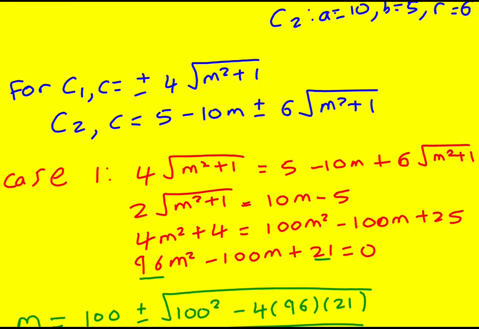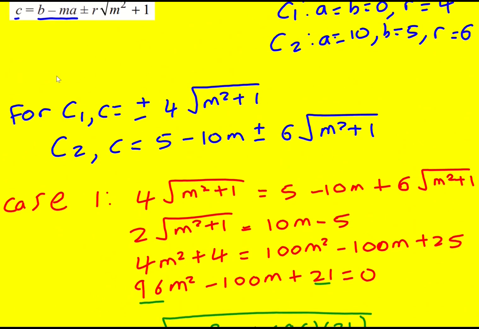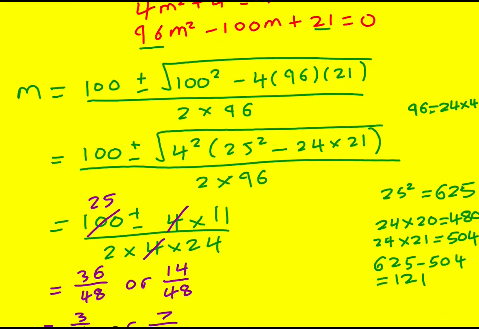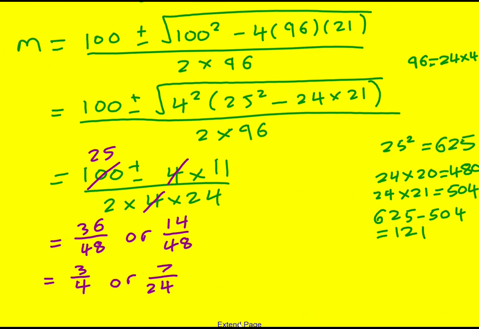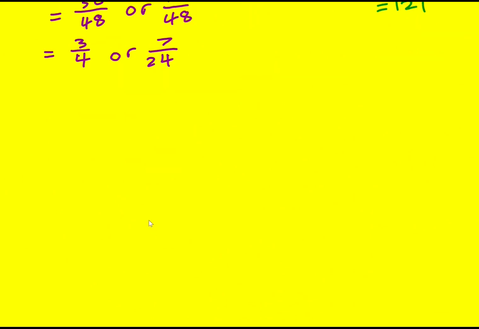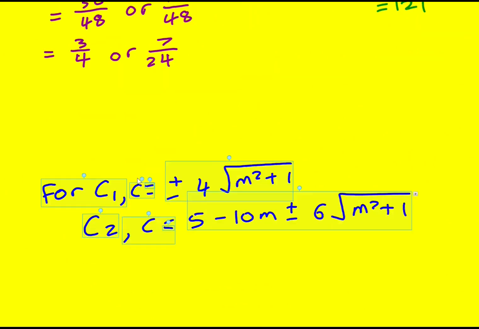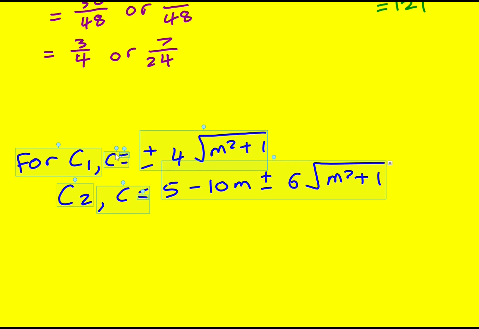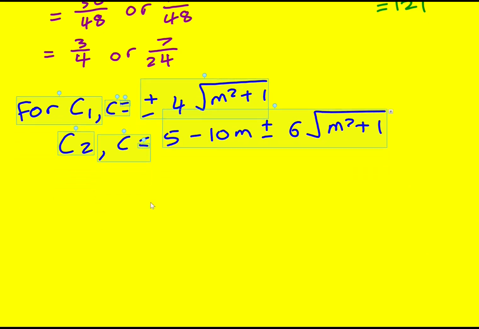But we just need to check back that these actually work. So this is why I've got them separate. I'm going to work out C in each case, and I need them to be the same in each case. Because if they're not, then it's not actually a valid solution. It's a spurious solution that I've introduced through squaring.